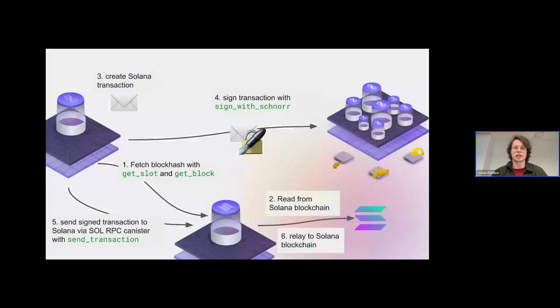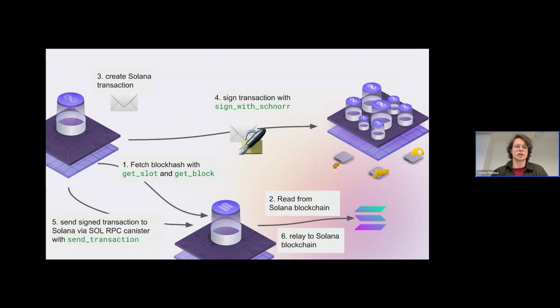And so let's look on a very high level how it looks if we, for example, have a dApp on the far left here that wants to build and send a transaction on Solana. It would start with step one by doing what we just outlined, essentially fetching a recent block hash with get slot and get block. This information would be fetched by the SolRPC canister from the Solana blockchain via RPC providers. It would then return this information to our dApp, which can then create a Solana transaction.